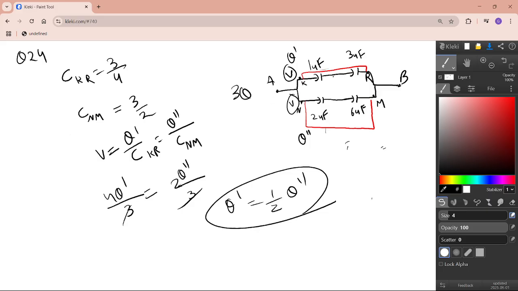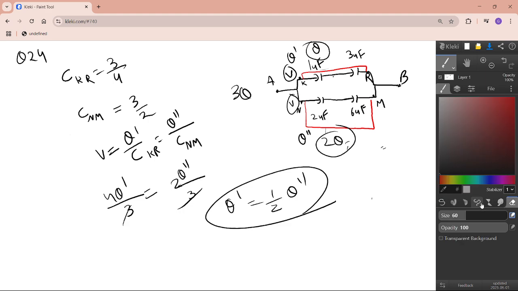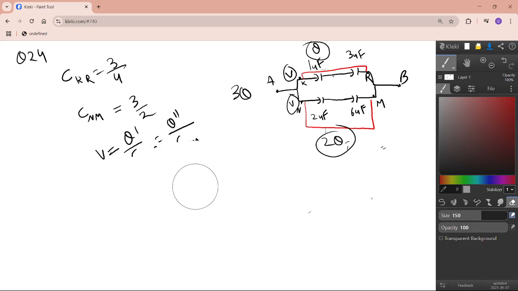Q dash is half of Q double dash, and if they add to 3Q, then Q dash is equal to Q. So here 2Q is going, and here a single Q is going, right? And we know Q is half of 2Q. So let me erase this Q double dash thing. We'll assume a Q and 2Q charge moves through here.